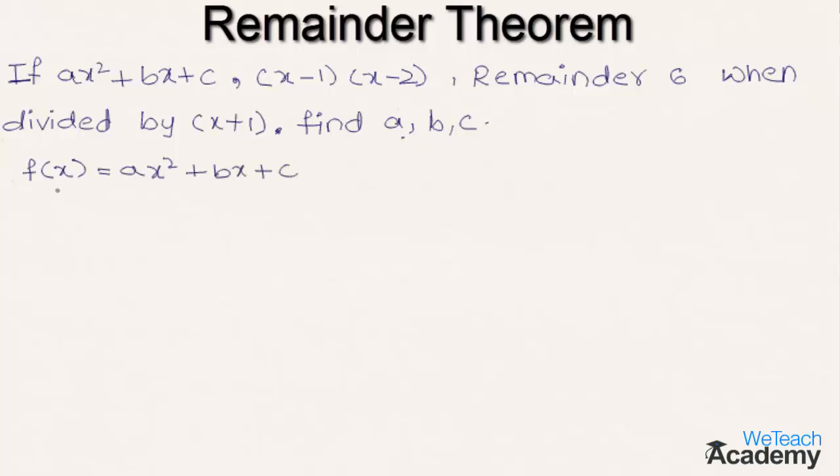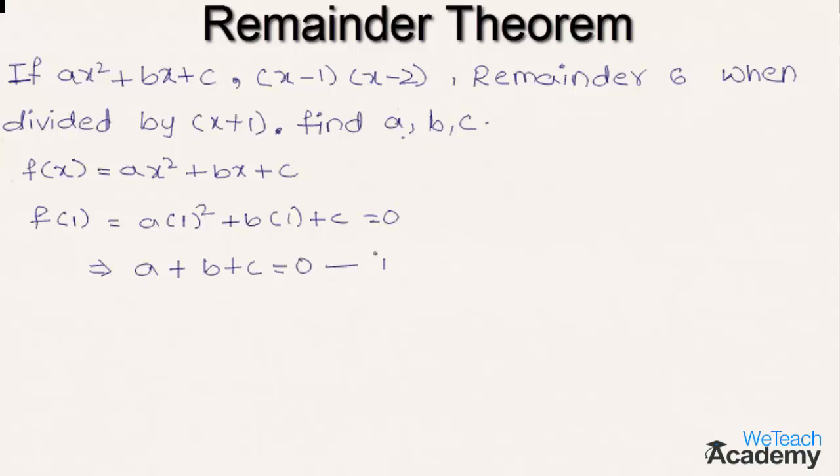Given that f of x is exactly divisible by x minus 1, the value of x would be 1 and the remainder would be f of 1. So now let us replace x with 1. We get a into 1 square plus b into 1 plus c. As f of x is exactly divisible by x minus 1, it leaves the remainder 0. Let us write is equal to 0, and therefore this would come as a plus b plus c is equal to 0. Now let us name this equation as 1.